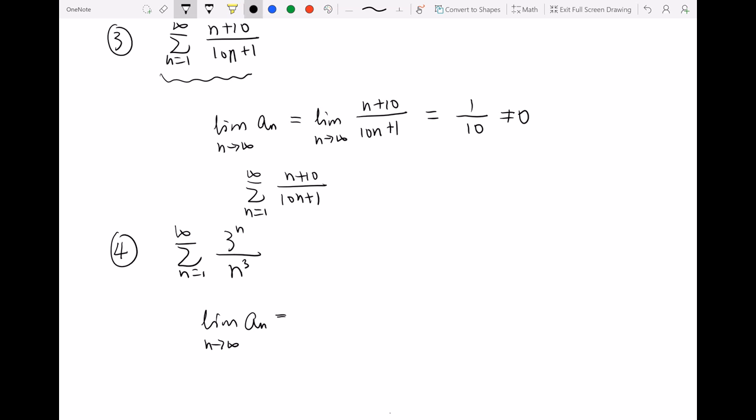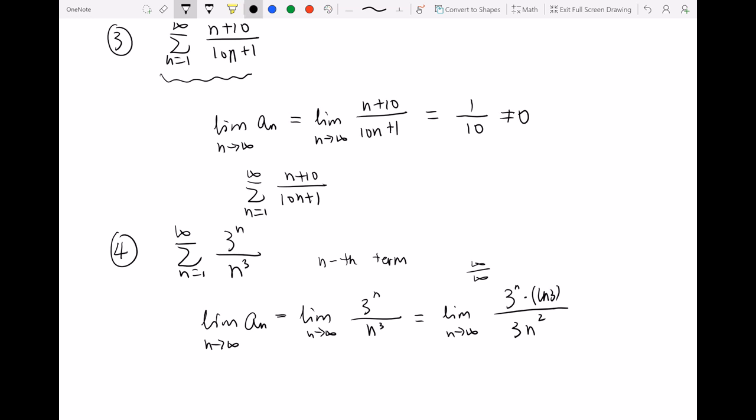If you take the limit as n goes to infinity, next check the nth term test. Okay, so look at the nth term. The limit as n goes to infinity of 3^n over n cubed. Well, we use L'Hopital's rule because this is the infinity over infinity form. We use L'Hopital's rule. The derivative of 3^n is 3^n itself multiplied by ln 3. I hope you still remember that. The derivative of n cubed is 3n squared.